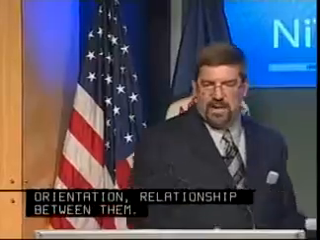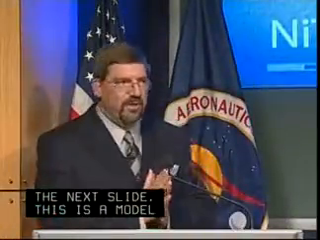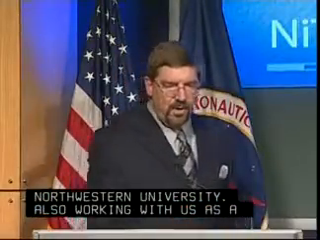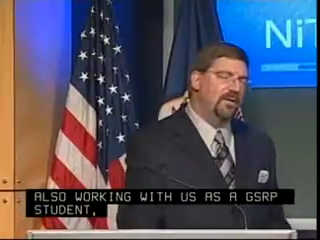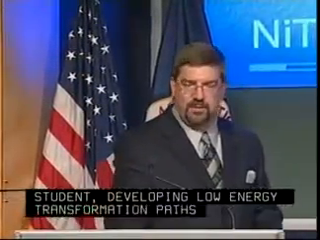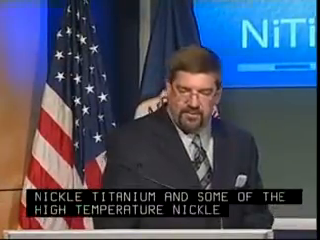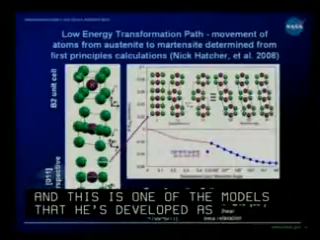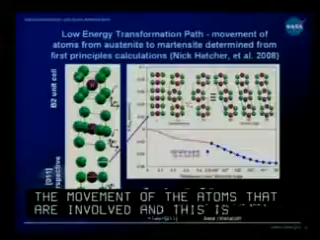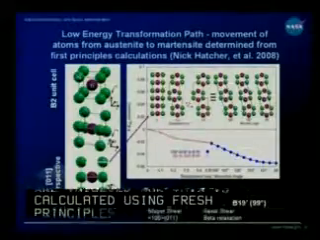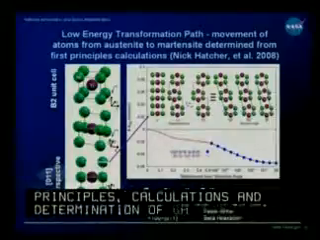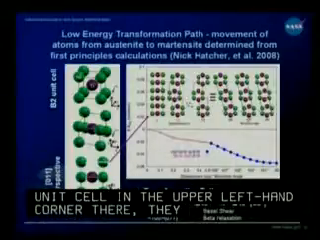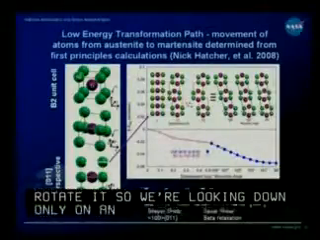This is a model proposed by Nick Hatcher, who's a student at Northwestern University. He's also working with us as a GSRP student, developing low-energy transformation paths in the nickel titanium, as well as some of the high-temperature nickel titanium ternary alloys that we have. And this is one of the models that he's developed as far as the movement of the atoms that are involved. And this was calculated using first principles calculations and determination of gamma surfaces. But if we start again with the original B2 unit cell in the upper left-hand corner there, and we begin to rotate it so that we're looking down only on an 011 perspective of the cell. That would be the bottom version, or the bottom view there.